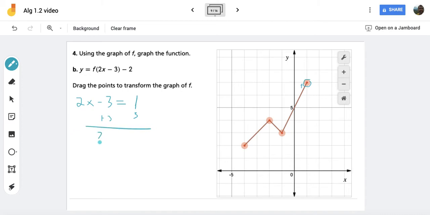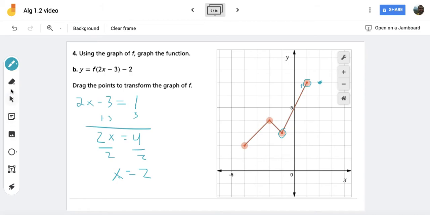Still getting used to the cursor on this. 2x equals 4. Divide by 2, and I get x equals 2. So that means in my new function, where x equals 2, it's going to have a value of 7. Okay? Let's try this point.